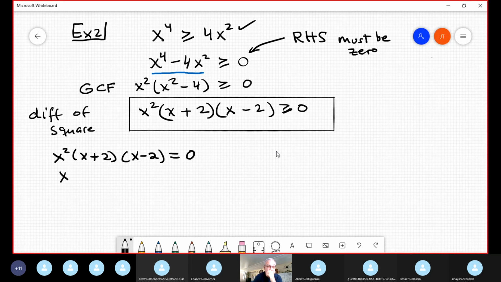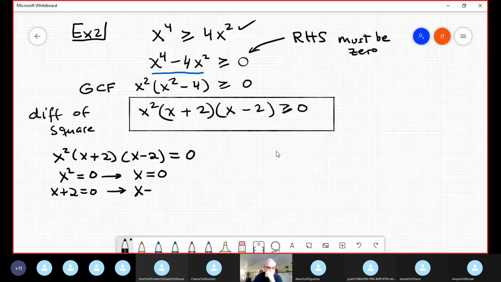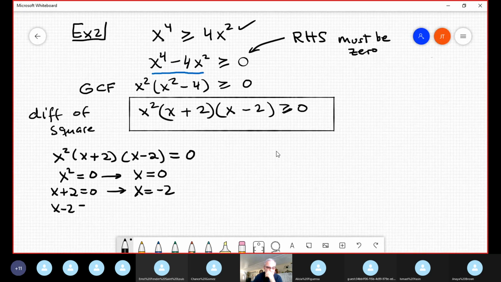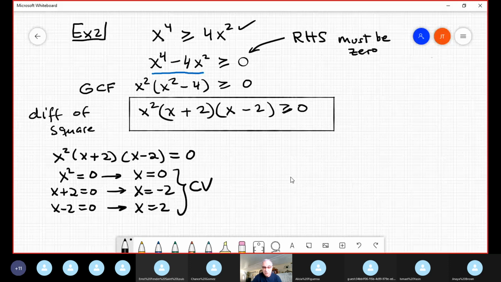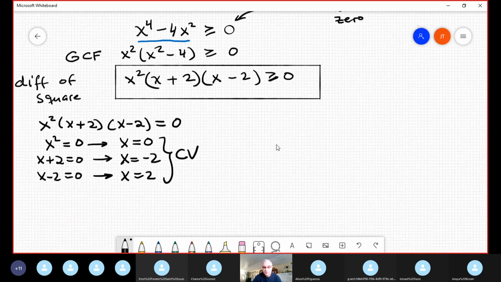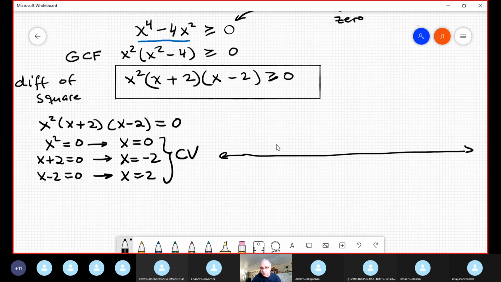So x squared equal to 0, each factor is equal to 0, therefore x is 0. x plus 2 equal to 0, it's obvious that x is negative 2, and x minus 2 equal to 0, it's obvious that x is positive 2, no? And these are our critical values. And the critical values we are using to make a partition of the real number line. This is my famous real number line. Positive infinity, negative infinity. And we have 3 critical values: 0, 2, and negative 2.